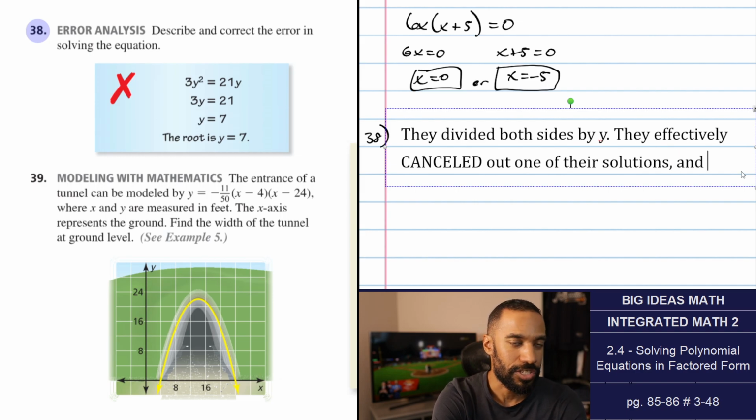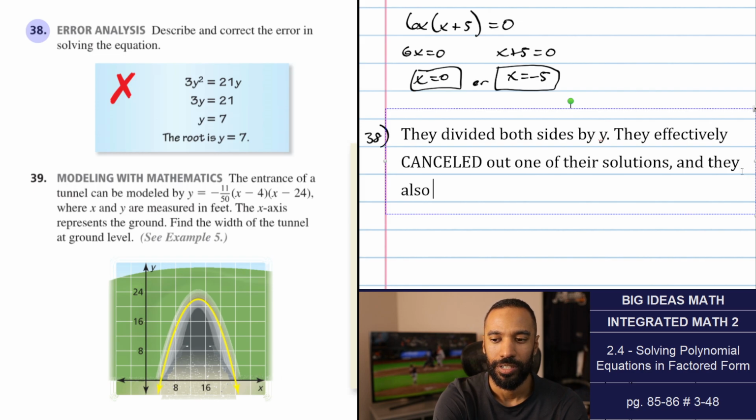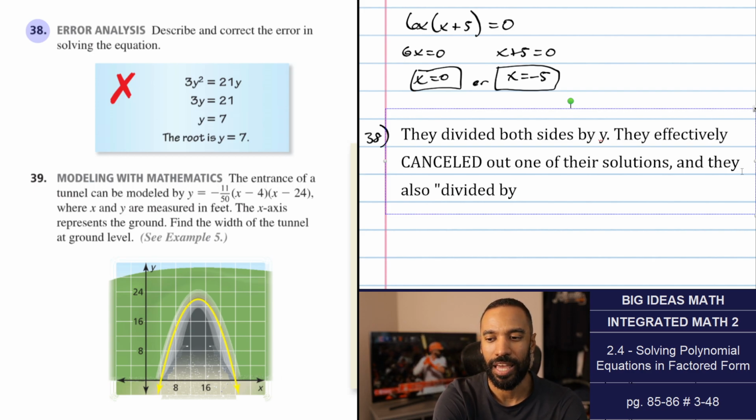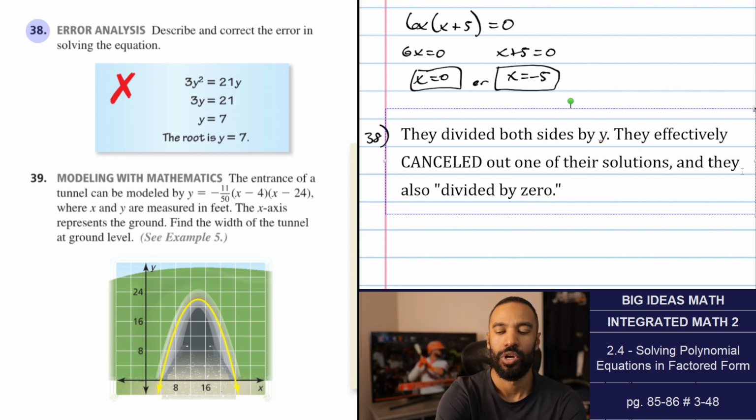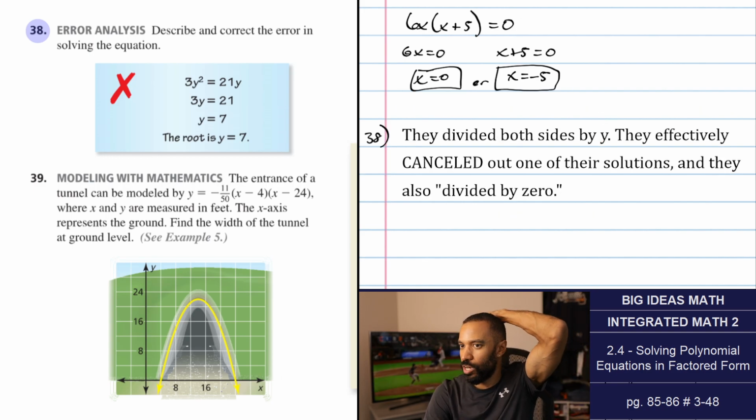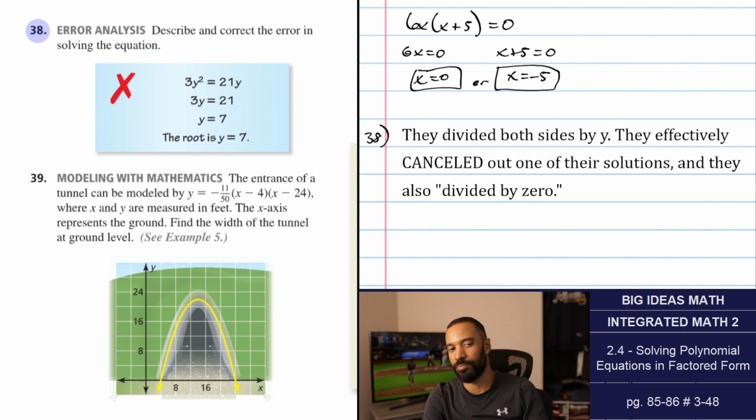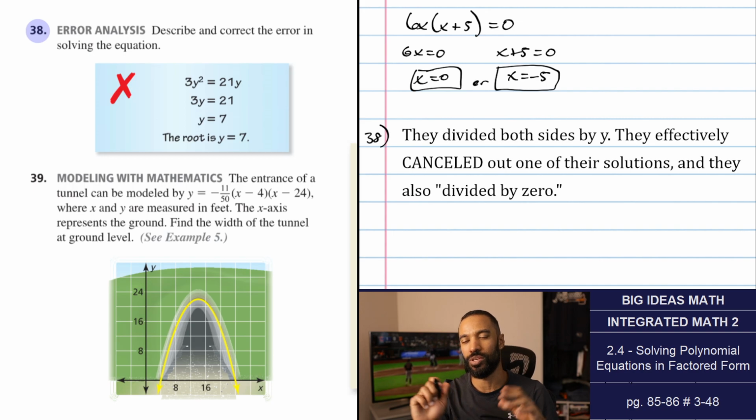And they also divided by 0. See, the other solution is 0. What, 3y squared equals 21y? The value 0 works there. You can't be dividing by 0. You say divide both sides by something. Well, if y equals 0, then you do that. So you can't do that.